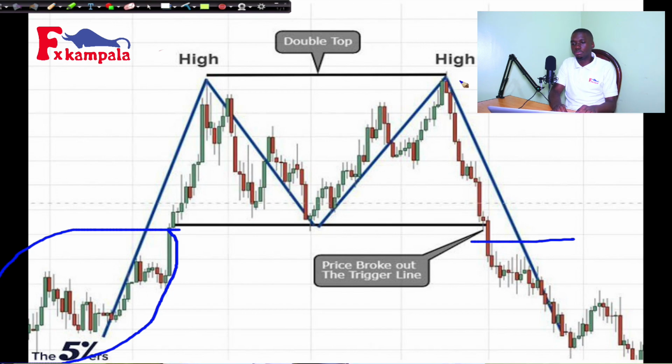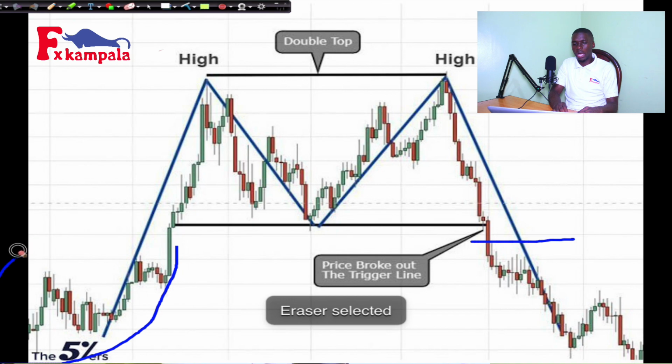And also when it comes to the stop loss, we get the highest peak, and we consider half of this distance as our stop loss, and also its height as our take profit downwards, like we did with the head and shoulder.